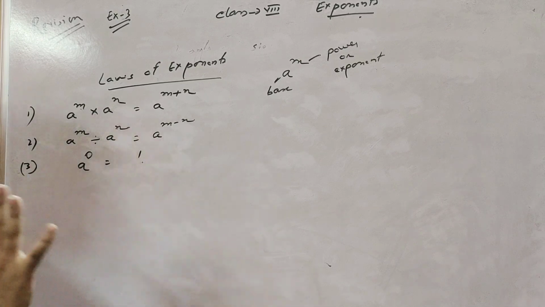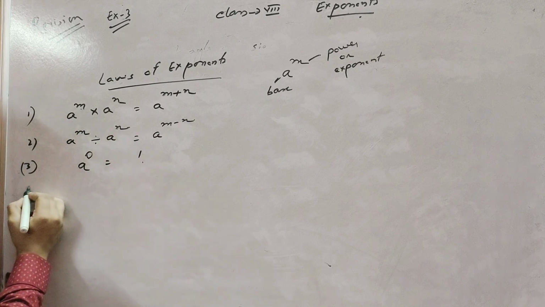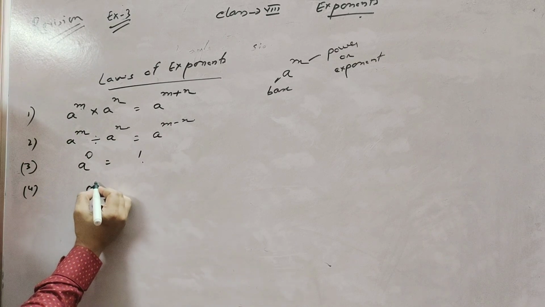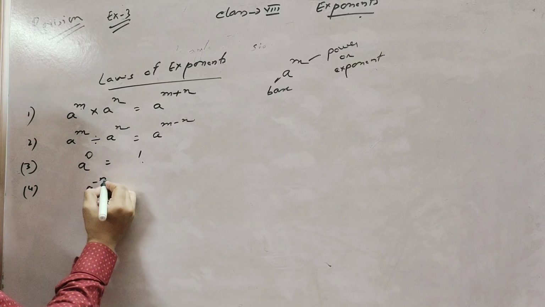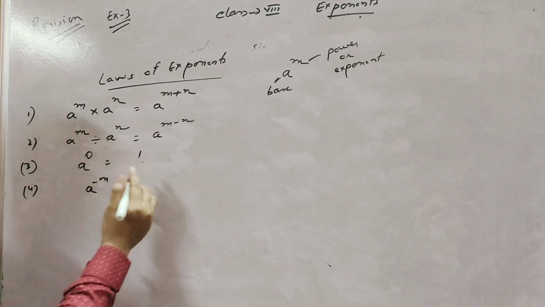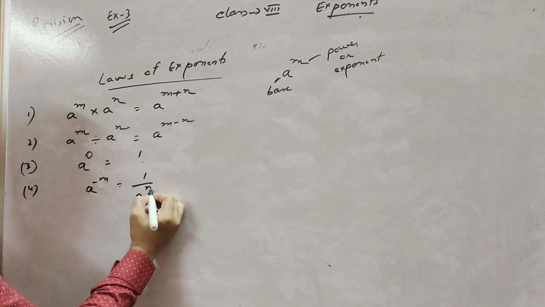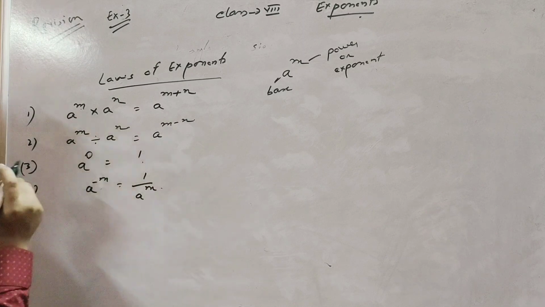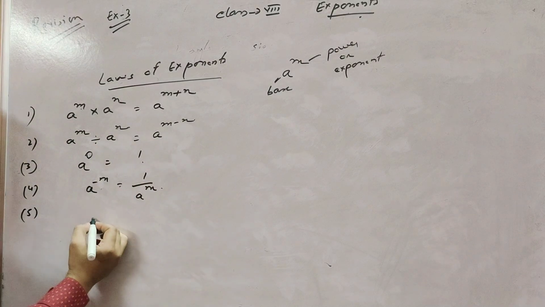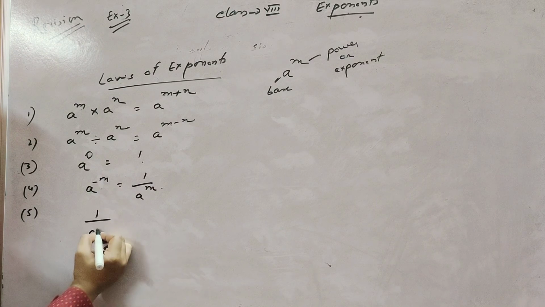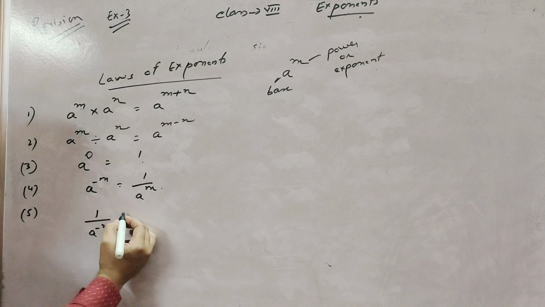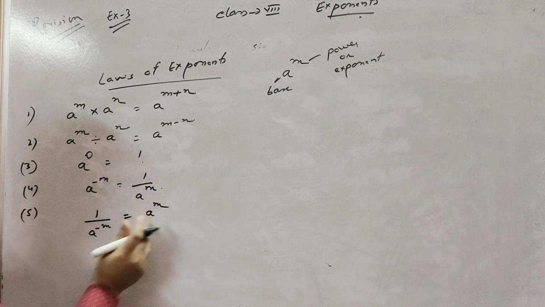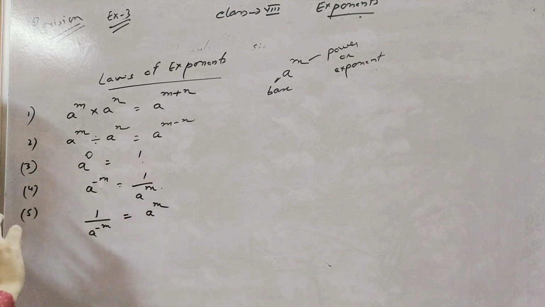Number 4: any base having a negative power, to get the positive power you reciprocate it. Number 5: again, the power is in the denominator and the power is negative. For the reciprocal, that means this gets into the numerator and the power becomes plus.